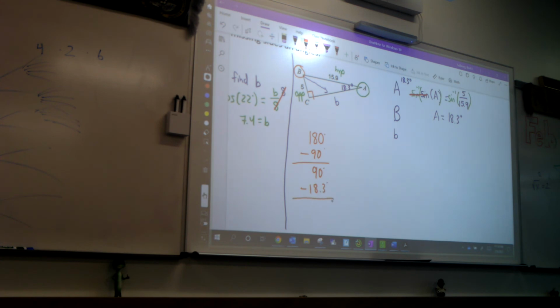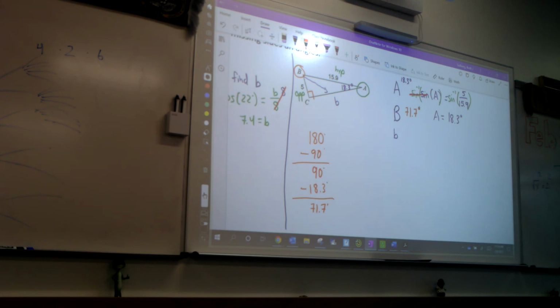What did we just find the angle A was? 18.3. So if we do 90 minus 18.3, that's going to give us angle B, which I believe is 71.7? Someone check my work there. Yeah, it is. Awesome. Now we got angle A and angle B, and we got B kind of fast. But what if we had used inverse sine or inverse cosine? Would we get the same answer? Yes. So either way is good if you wanted to do inverse cosine.